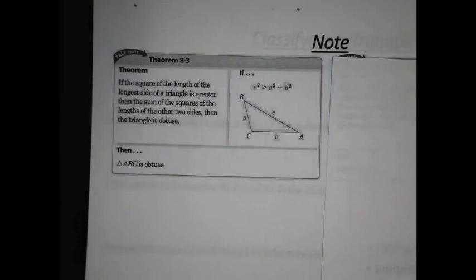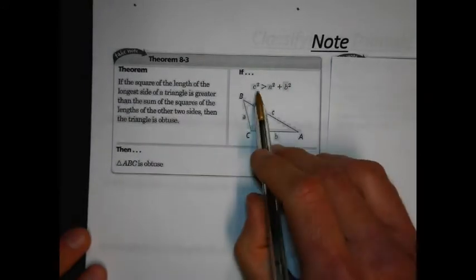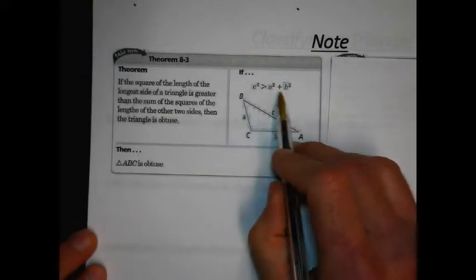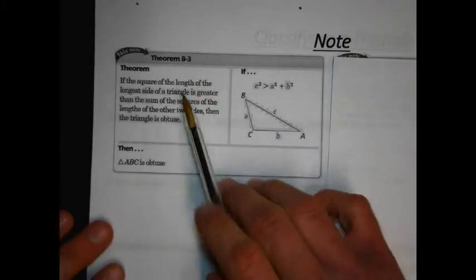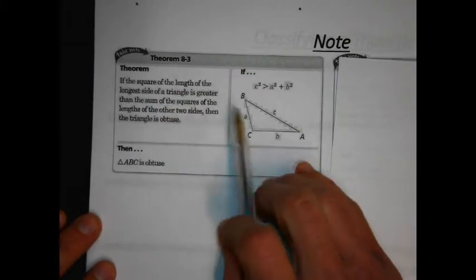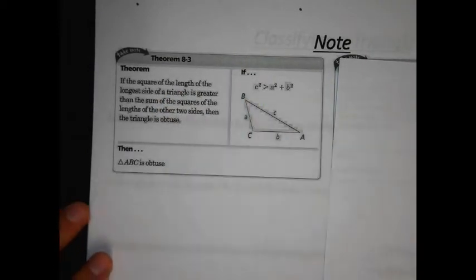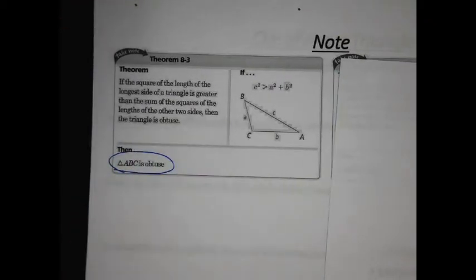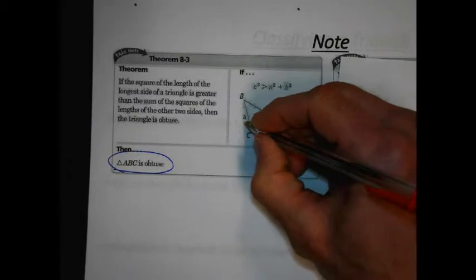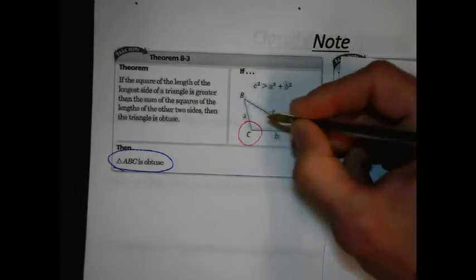What if the square of the length of the longest side was bigger than the squares of the lengths of the other two sides, right? So in every triangle, we have a longest side. Now what would happen if the square of the longest side was bigger than the sum of the other two squares? We have what is called an obtuse triangle. Why do you think we would call that an obtuse triangle? Because we have an obtuse angle. Good guess. Way to go.